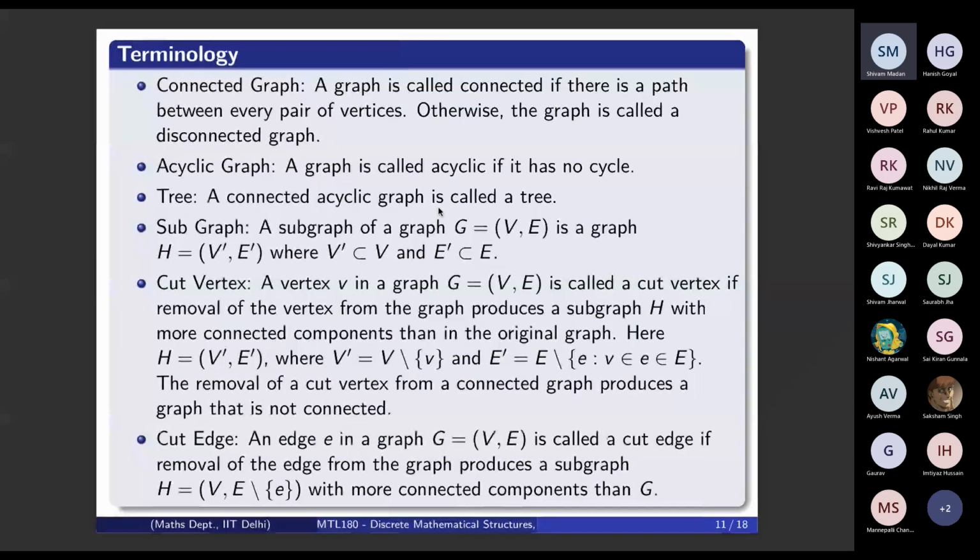Okay. Now what is the definition of acyclic graph? Acyclic graph means it is a graph which has no cycle. So if a graph has no cycle, we call that graph an acyclic graph. Now what is a tree? A connected acyclic graph is called a tree.